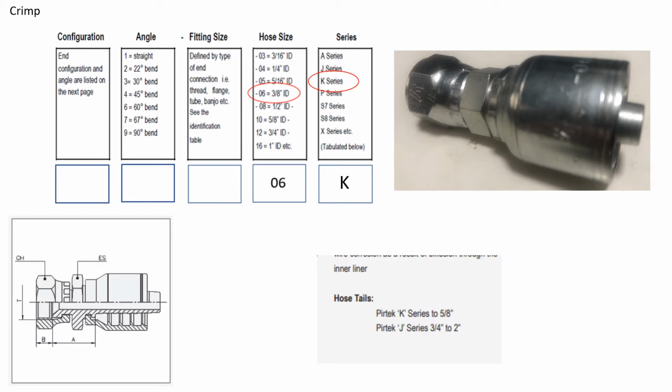Now I will need to determine the series. Again, if I go back to the hose data sheet, we can see here Pertech K series is up to 5/8 of an inch, and Pertech J series is to 3/4 of an inch. 3/8 is less than 5/8, so I'm a K series. So I enter K in the series template.